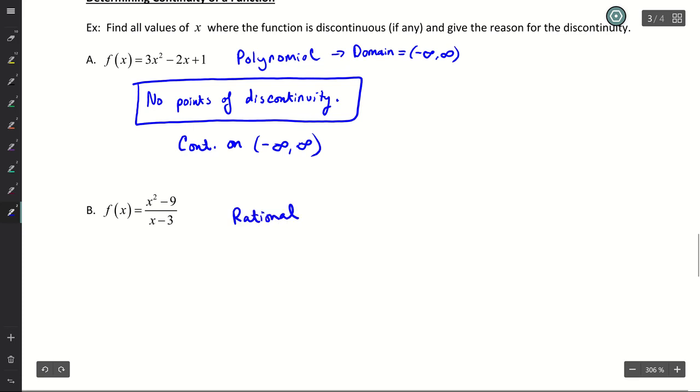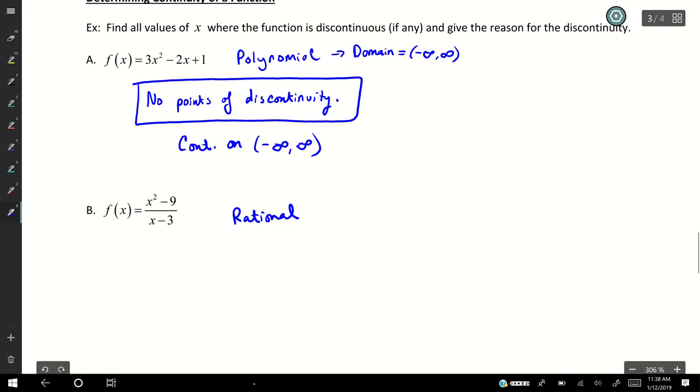For rational functions, we've said that the domain is going to be all real numbers except for whatever value makes the denominator 0. And we can definitely see in this particular function that we're going to have a value that makes the denominator 0. However, with rational functions, we have to be careful because when we graph them, there are possibly places where there are holes.